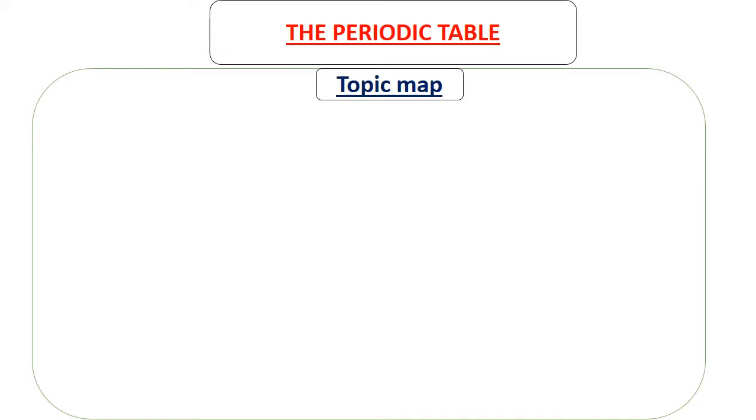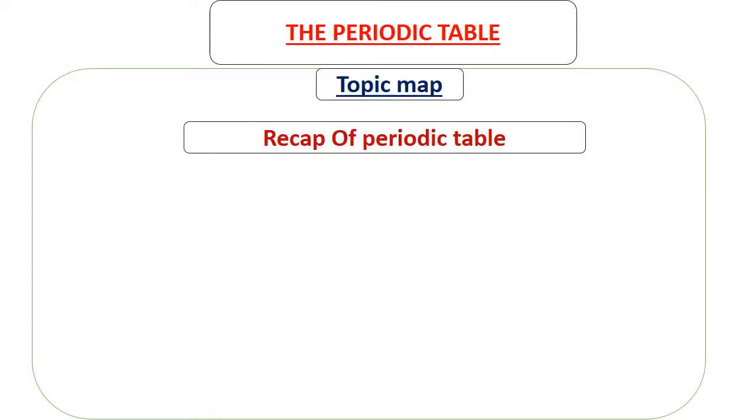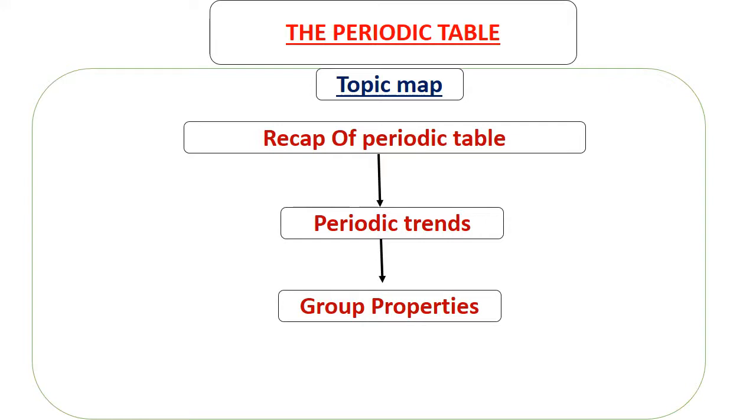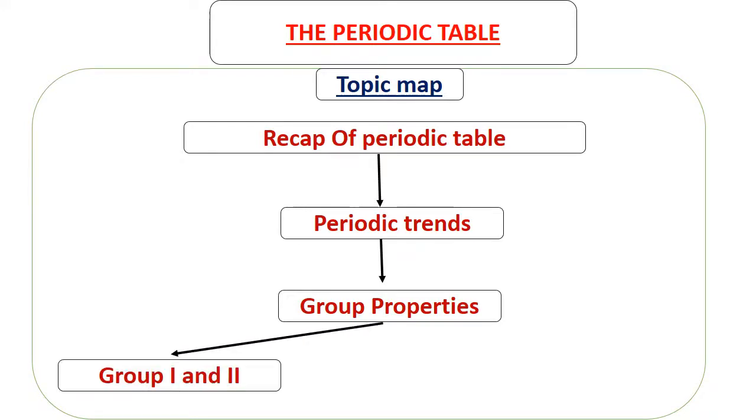Welcome to the second session of the topic, the periodic table. So in the previous video, we looked at a recap of the periodic table. We also looked at periodic trends, and we looked at some group properties where we were visiting some special groups, and we did visit one group, and that was group 1. In this video, we're going to visit group 2.